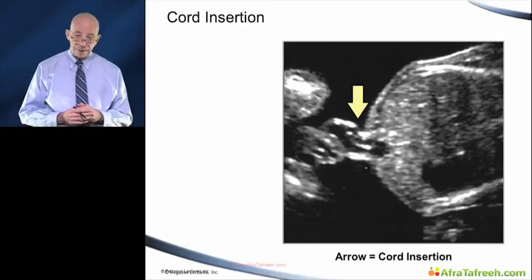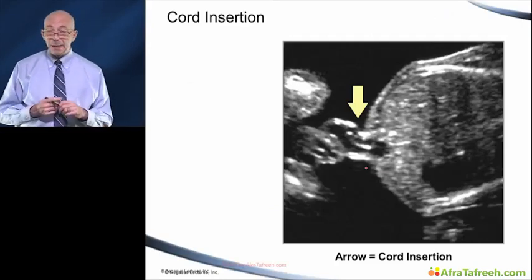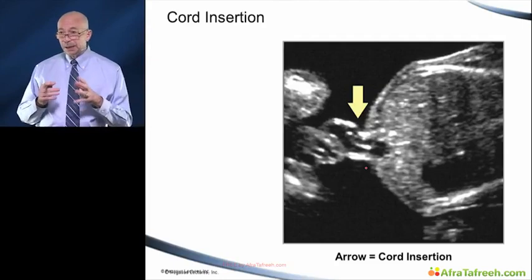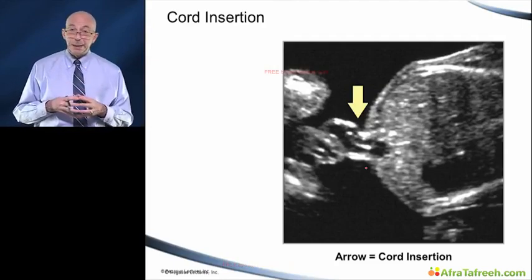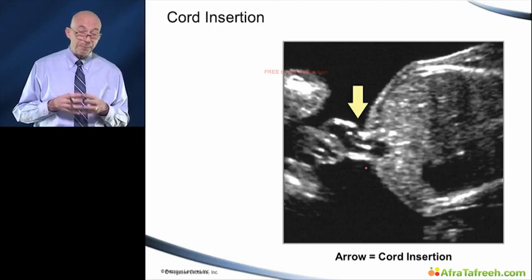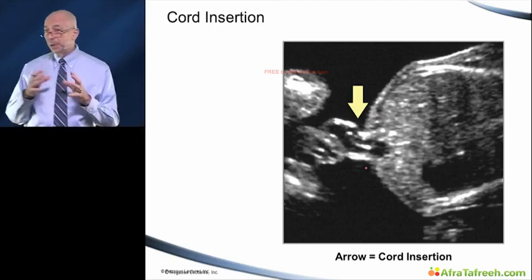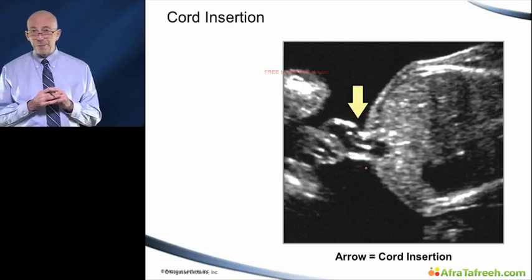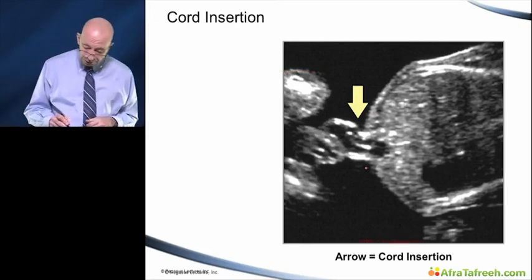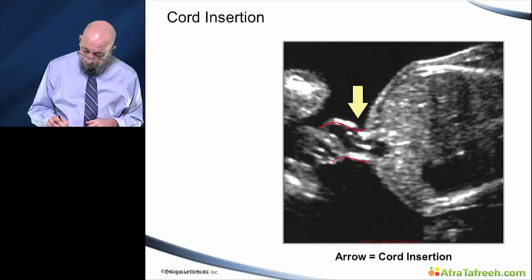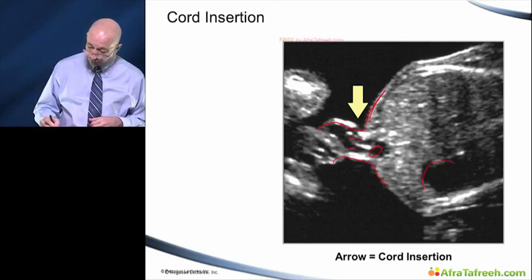This is an example of a normal cord insertion, a critical area to be routinely imaged on ultrasound because of the potential for some herniation defects that we'll talk about in just a minute. We see the umbilical cord here inserting on the fetal abdomen. We're seeing the vein and two arteries, fluid-filled stomach here.